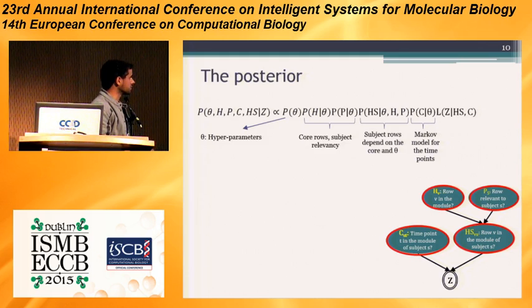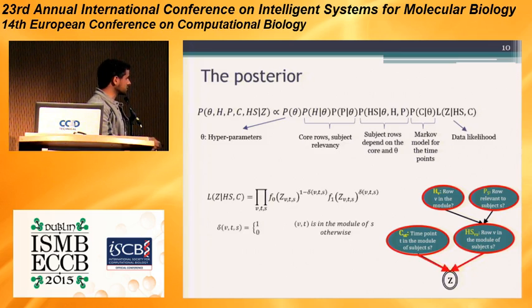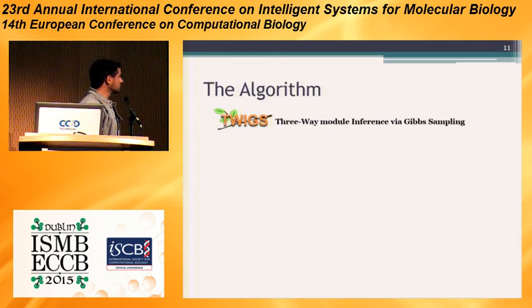which means that now we can write down the likelihood of the data, which is very simple. It's a two-group model. Cells within the module come from distribution F1, and otherwise they come from some background distribution F0. Okay, so we've developed an algorithm that we call TWIGS, three-layer module inference via Gibbs sampling.